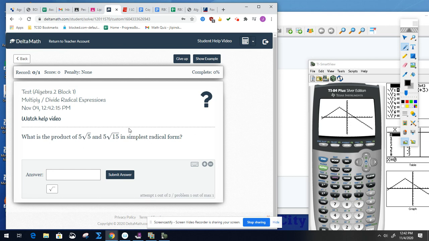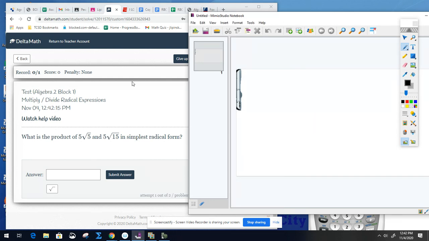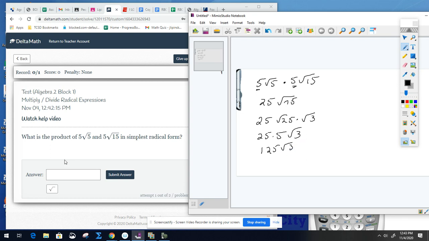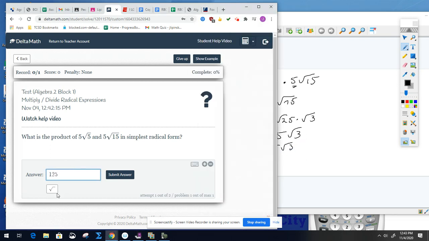It says, what is the product of 5 square root of 5 and 5 square root of 15 in simplest radical form? So we're going to multiply these. What we do is we multiply the numbers on the outside times the numbers on the inside and throw them back underneath the square root. So 5 times 15 is equal to 75. Then if I can simplify this radical, I will. So I have 25 times 3, and the square root of 25 is 5, so it's 5 square root of 3. And 25 times 5 is 125 square root of 3. So this will simplify to 125 square root 3.